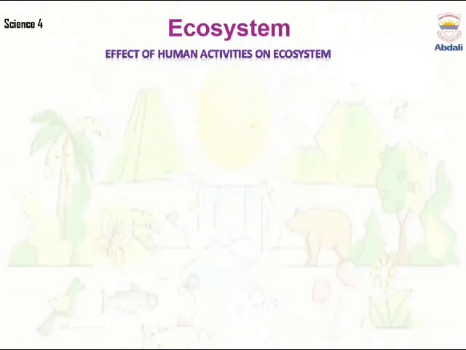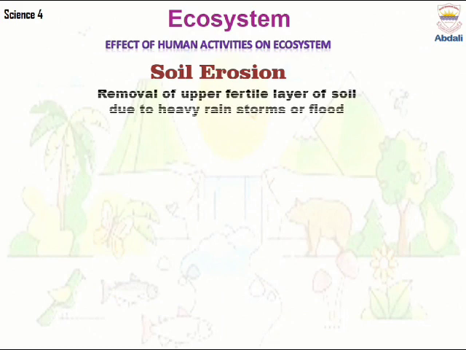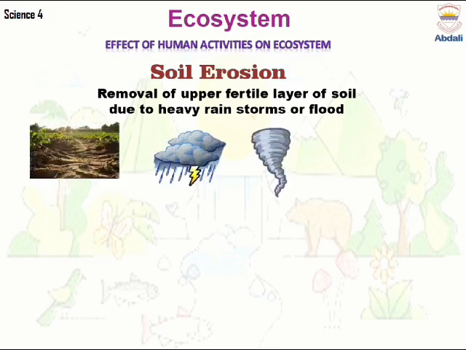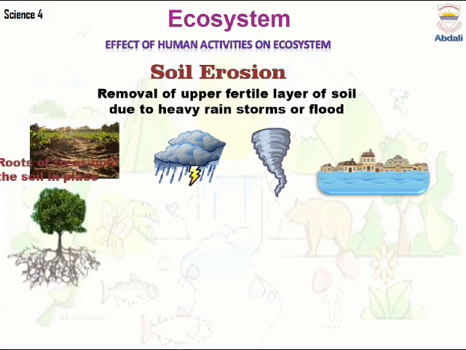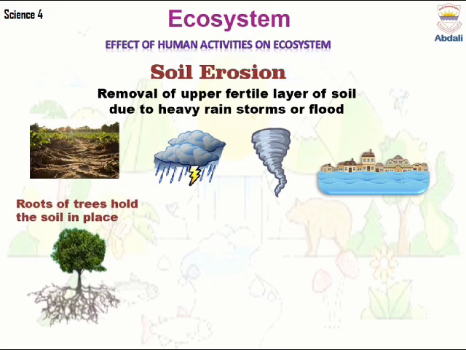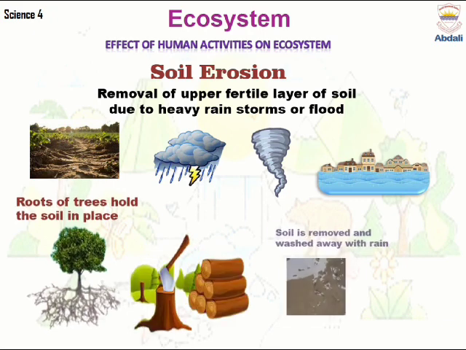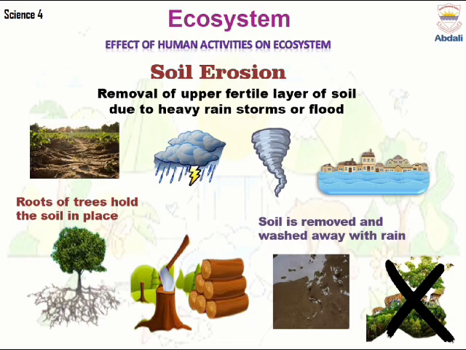The next activity of humans is soil erosion. Soil erosion is the removal of the upper fertile layer of soil due to heavy rain, storms and floods. These rainstorms and floods can damage and remove the upper fertile layer of soil. Roots of trees hold the soil in place. When people cut the trees, soil is removed and washed away with rain, so due to this reason animals and plants cannot survive in such an environment.